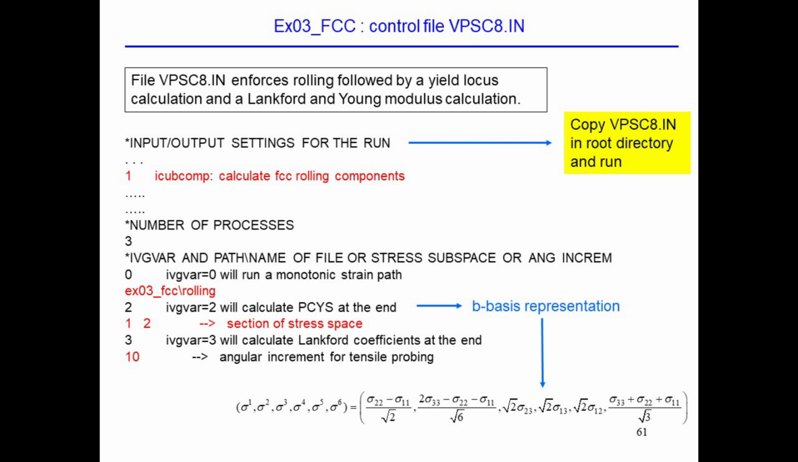And 1 and 2 refer to this convention that we use inside the code to represent the stress vector: sigma 1, sigma 2, sigma 3, sigma 4, sigma 5, sigma 6. Sigma 1 is sigma 22 minus sigma 11 over square root of 2, sigma 2 is sigma 33 minus sigma 22 minus sigma 11 over square root of 6, and so on with the shear stresses. Okay, we are going to plot this component against this component. I'll tell you in a moment why that is the case.